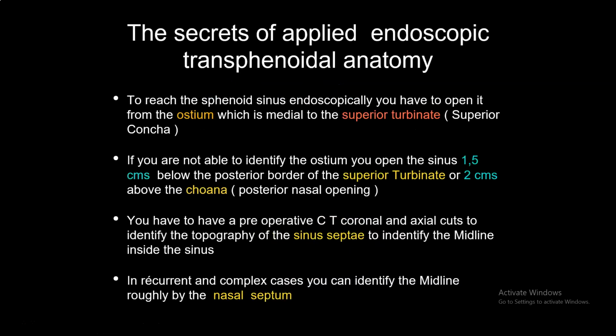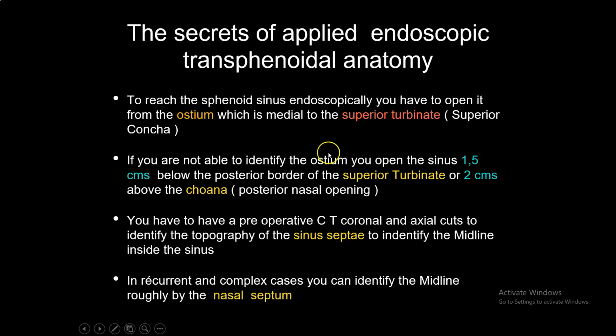Secrets of applied endoscopic transsphenoidal anatomy. To reach the sphenoid sinus endoscopically, you have to open it. Where to open the sinus? From the ostium. Where is the ostium, as we said? Medial to the superior turbinate or the superior concha. So this is the first secret: open the sphenoid sinus after identifying the sphenoid ostium, medial and posterior to the superior turbinate. If you are not able to identify the ostium, in cases after sinusitis or recurrent cases, you open the sinus 1.5 centimeters below the posterior border of the superior turbinate.